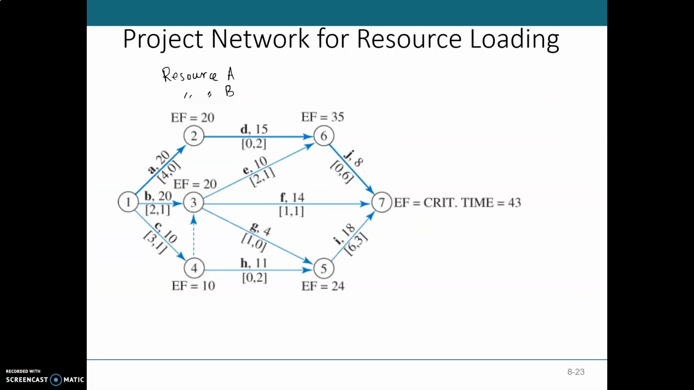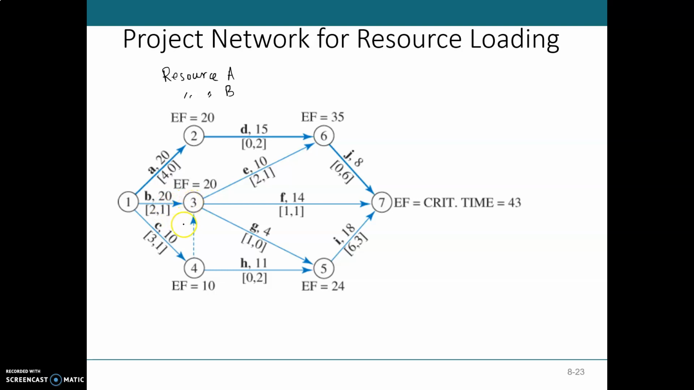So in the previous video I was looking at this activity on arrow network diagram. I described very briefly that these numbers in square brackets show the level of two resources. So for example, in activity A we need 4 number of resource A and 0 number of resource B. For activity C we need 3 resource A, 1 resource B, and similarly for others.